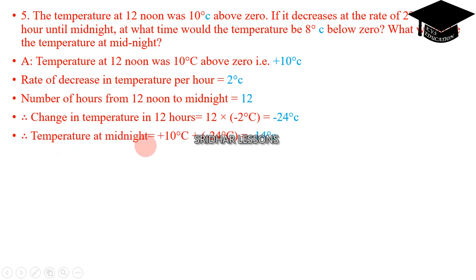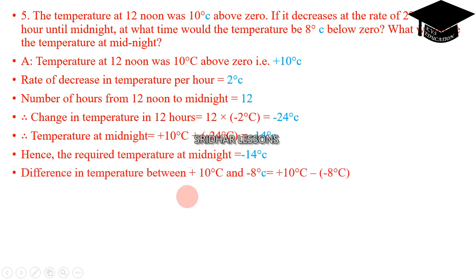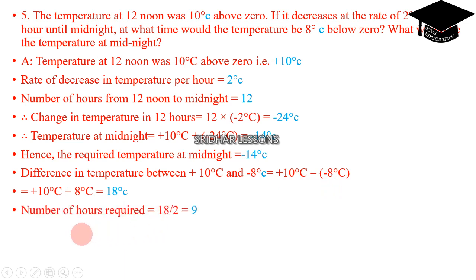Therefore, temperature at midnight is equal to 10 degrees plus minus 24 degrees, that is minus 14 degrees centigrade. Hence, the required temperature at midnight is minus 14 degrees centigrade. The difference in temperature between plus 10 and minus 8 is plus 10 minus of minus 8, which is equal to 18 degrees centigrade. Okay. The number of hours required is 18 by 2, that is 9 hours. Therefore, time after 9 hours from 12 noon is equal to 9 p.m.